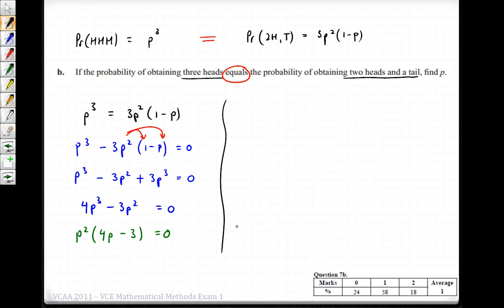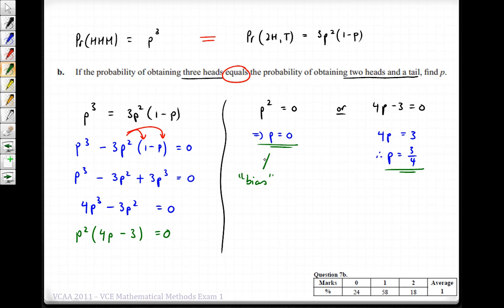So according to the null factor law, we could have P squared equals 0, or we could have 4P minus 3 equals 0. So this implies that P equals 0. That would work. And this one implies that 4P equals 3, therefore P equals 3/4. So the trick for this question is to not assume that the probability can't be 0. Because we had the word biased in the question, P equals 0 is possible.